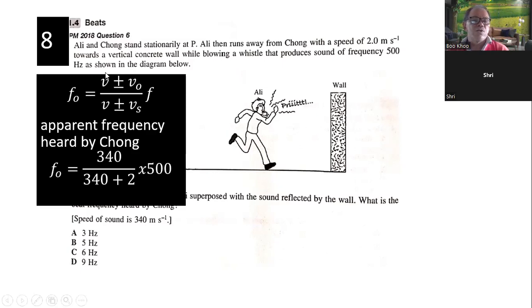Right? We are not looking at the observer moving there, so that one is 0. We are looking at Chong. Observed frequency is 340, speed of sound. And then there's your source. The source is moving away from the observer, so we choose it as positive. Times 500. We can calculate our f.